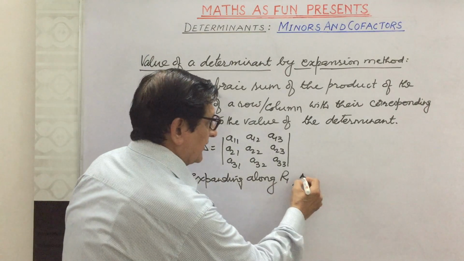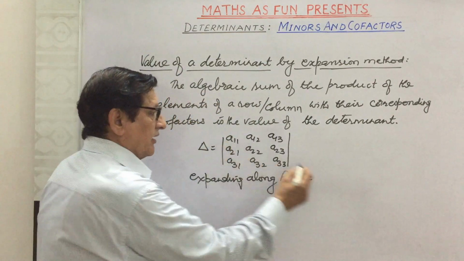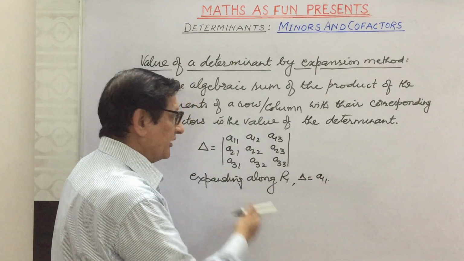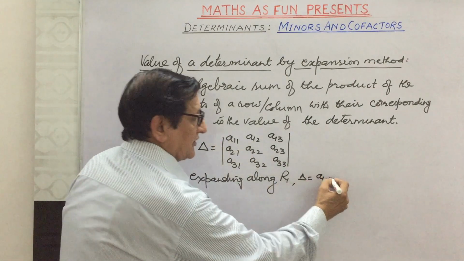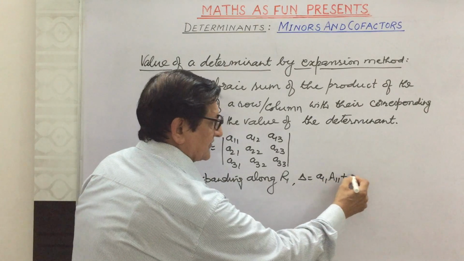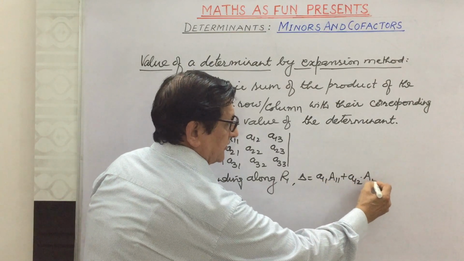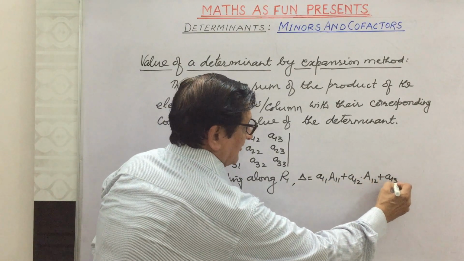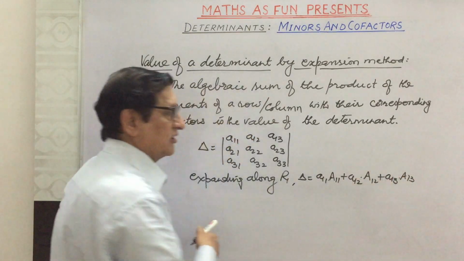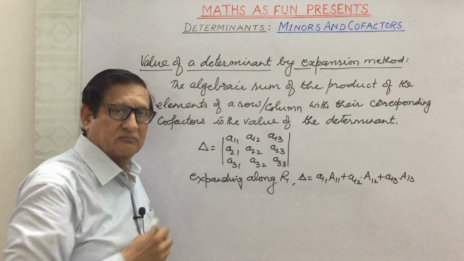Then the value of delta will be A11 into the cofactor of it, that is A11, plus A12 into A12 plus A13 into A13. That is the meaning of this.